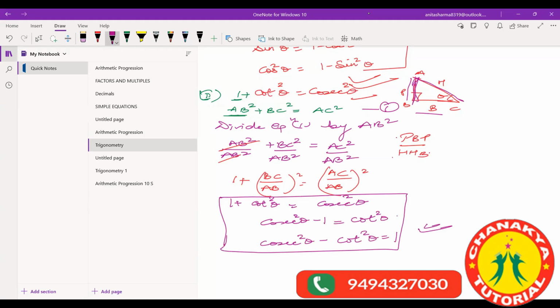Understood? Now for evaluating the third identity, what we will do? We will divide the Pythagoras theorem by BC square. Got it, beta? Yes, Aryan, Abhinav, yes, ma'am. Siddharth, Dhriti, Meher, Shan, Siddhishri, Sudhanshu, Sumuk. Yes, ma'am. Okay, please note this. Then we will derive the third identity.